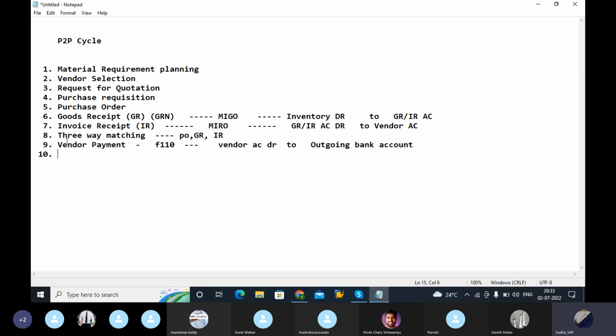After that, BRS will take place. In BRS also we have general ledger entries, that is outgoing bank account debit to main bank account. Here we debit the outgoing bank and credit the main bank account. This is the process of P2P.